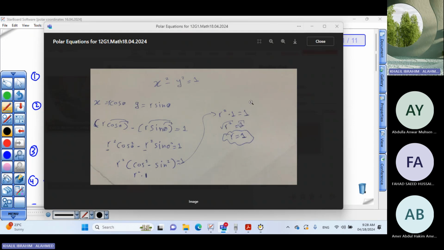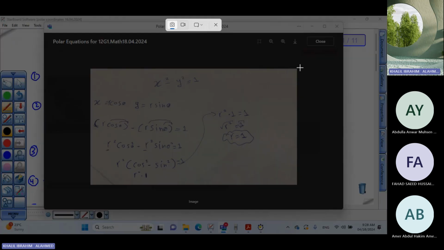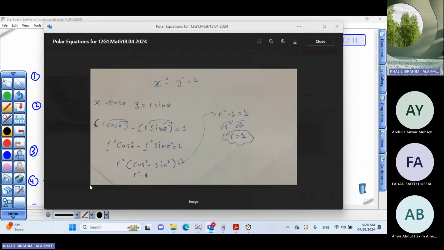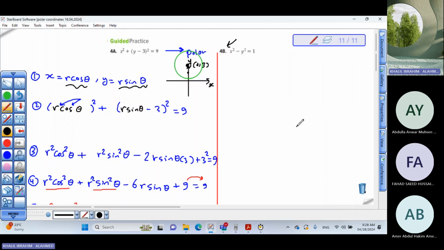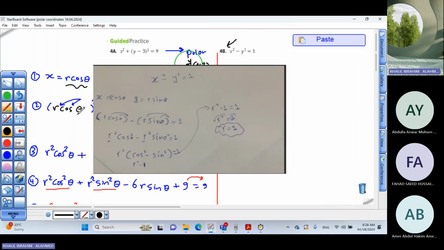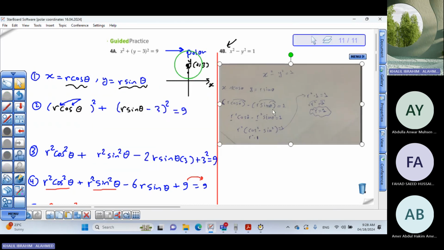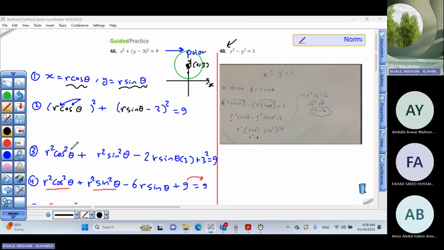Here is enough. Excellent, Mr. Abdullah. Well done. I will take your picture to put it in my slide to show your friends how to solve it. Mr. Abdullah solved the question and saved our time. Step 1, right. Step 2, substitution, also right. Step 3, yes, take r squared as a common factor.